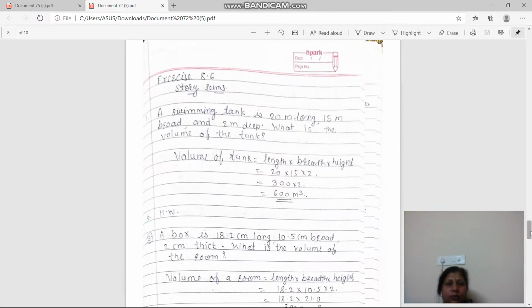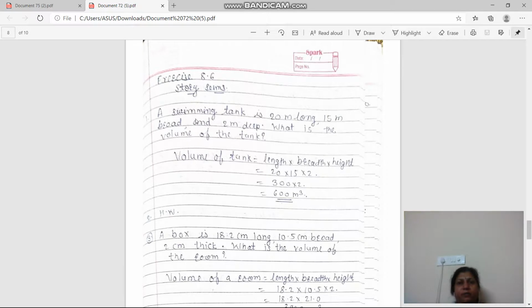Now story sums. Okay. So let's start the story sum. A swimming tank, oh yeah, a story sum. If asked, I will ask for 2 marks. Okay, but there are smaller ones just like this first, second, third examples. So they are not very lengthy questions, so I can ask it for 2 marks also. Lengthy story sum will not be asked, but short story sum I can ask for 2 marks.